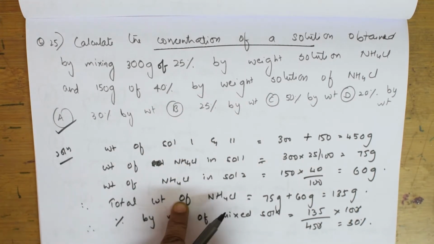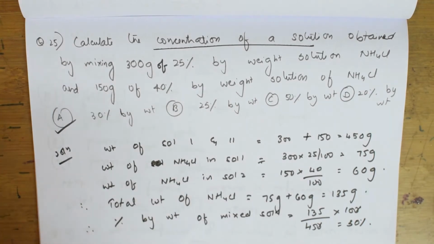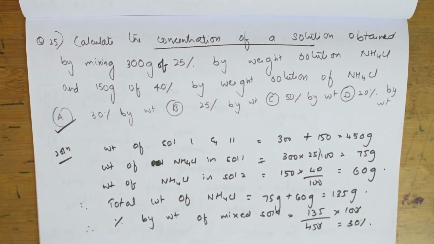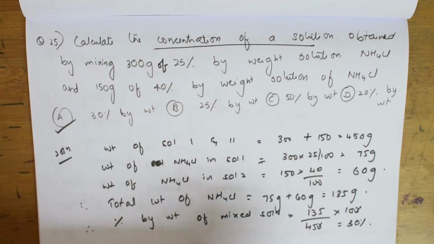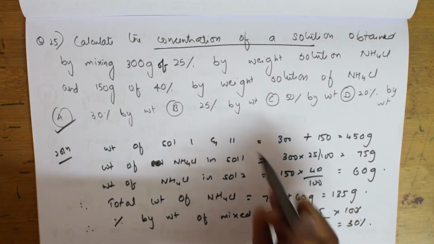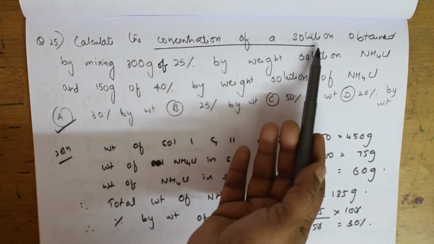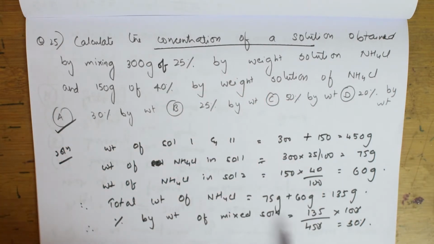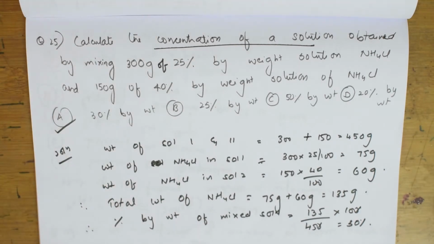Actually, what did we do? We took the weight of the solutions together. Then I calculated individually the ammonium chloride, because they gave 300 grams of 25% and 150 grams of 40%. After that, I took the total weight of ammonium chloride, but I have to find the percentage by weight of the ammonium chloride in the mixed solution. They asked to calculate the concentration of the solution obtained by mixing. So for the mixed solution, I took the total weight and calculated. Right, let me move on to the next question.